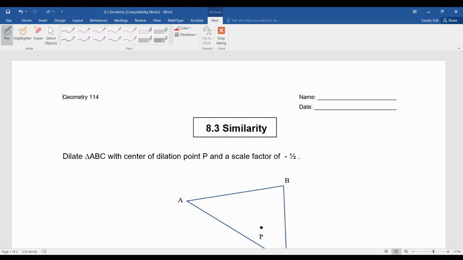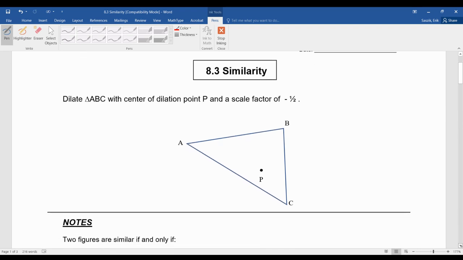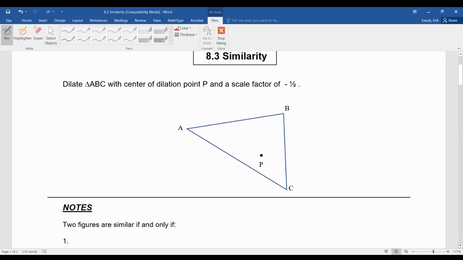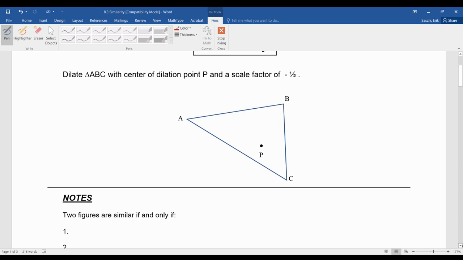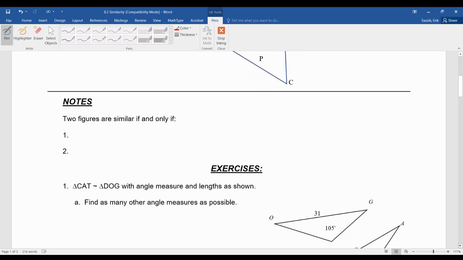All right, kids, this is the 8.3 video on similarity. This opening problem, I'm not going to do this. You need a ruler, straight edge, and do some measuring. You can kind of see my diagram on the solution document that I'll post to Canvas, but I'm not going to do that in the video here.